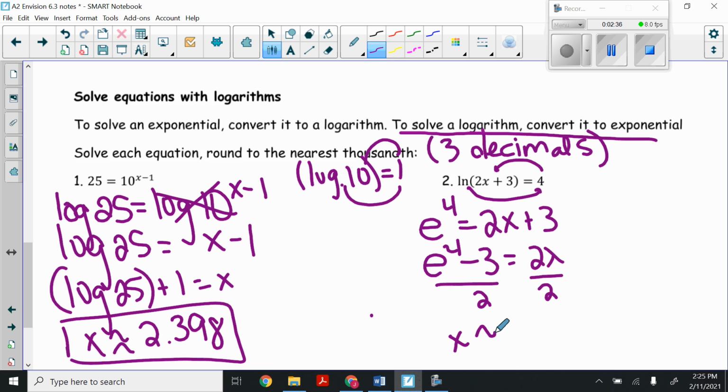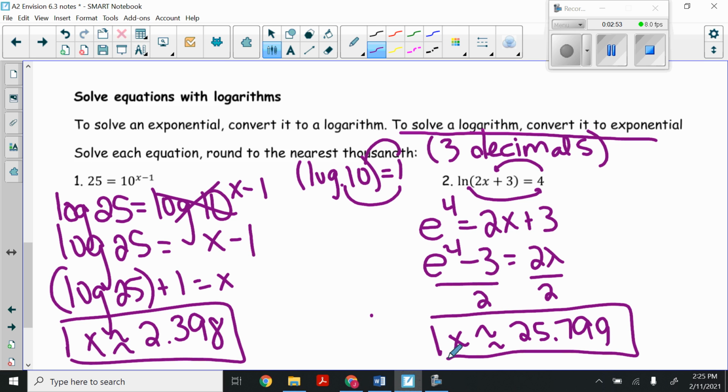I don't want to round until the very end, so I'm going to type in my calculator, e to the 4th, hit enter. Subtract 3, hit enter. Divide by 2, hit enter, and I get x is approximately 25.799. Don't forget that we can always check our answers, so if you wanted to check these, all you have to do is plug them back into the original equation. Okay.